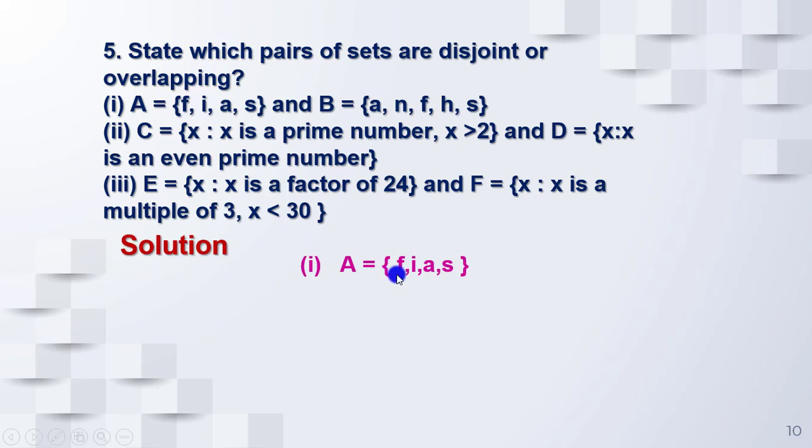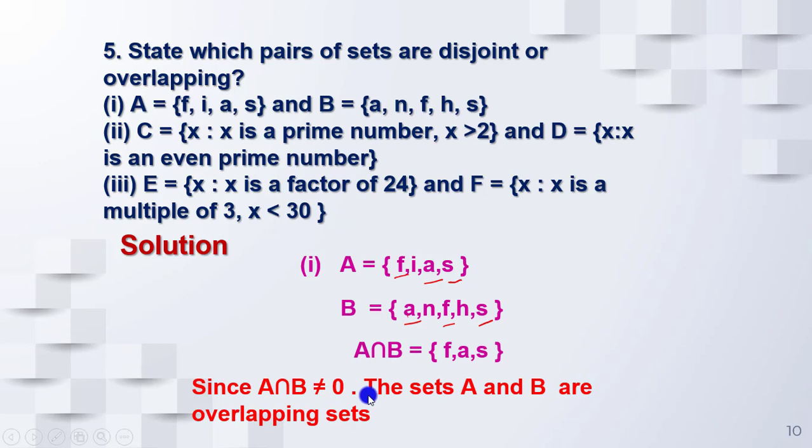Our A set is F, I, A, S. Our B set is A, N, F, H and S. See, we can see F, A and S are in both the sets. So, A intersection B is not an empty set. That is, A intersection B equals {F, A, S}. Since A intersection B is not equal to the empty set, the sets A and B are overlapping sets.